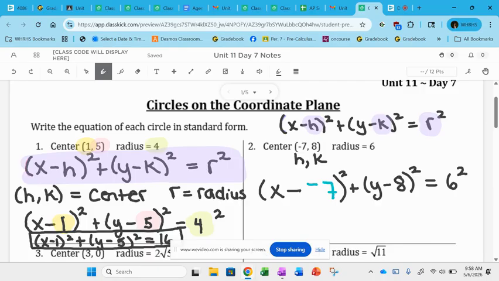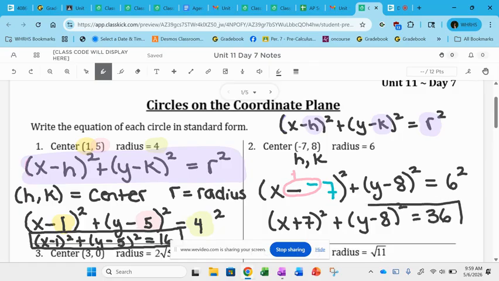So now there's simplifying that needs to be done. What simplifying needs to be done? Doesn't a double negative make a positive? So now this is going to make it (x plus 7) squared plus (y minus 8) squared equals 6 squared, which is 36.